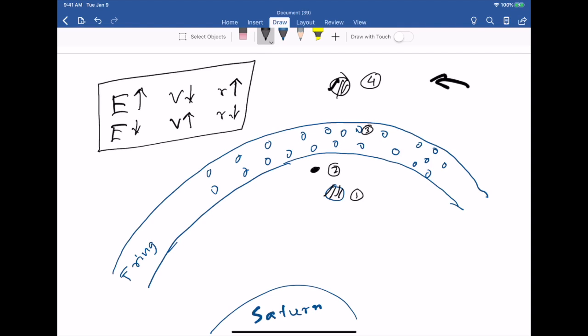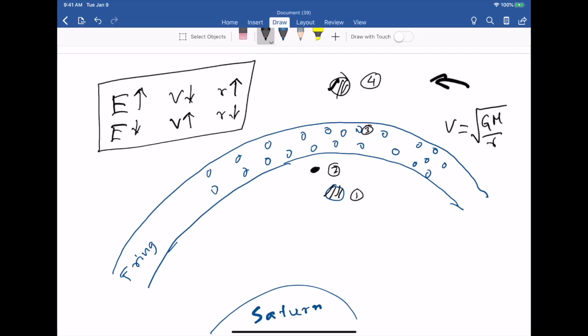Which of these is moving fastest? The 1, 2, 3, or 4? Clearly, 1 would be moving fastest because it's closest to Saturn. Remember our formula for orbital velocity? V is equal to the square root of GM divided by r. So if r is lowest, then v is going to be highest, and so the inner shepherd moon is moving the fastest. The divergent ring particle, which strayed out of the ring, is next fastest. The ring particles themselves are moving slower, and the outer shepherd moon is moving slowest, right?